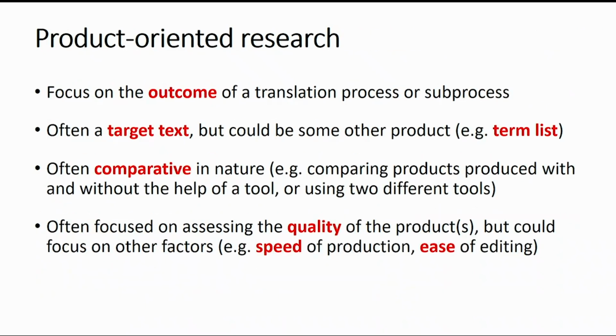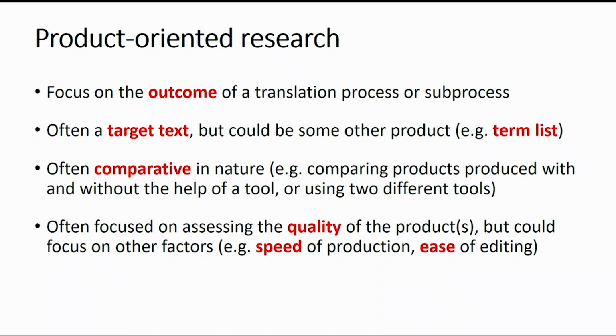So product-oriented research really, I guess, focuses on the outcome of a translation process or maybe a sub-process. It's usually what we think of as the target text, but it could be some other product that's involved. So terminologists, for example, their target text would be a term list. The research that we do about products is often comparative in nature.